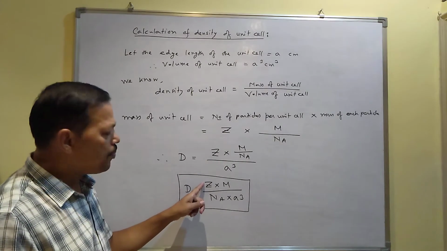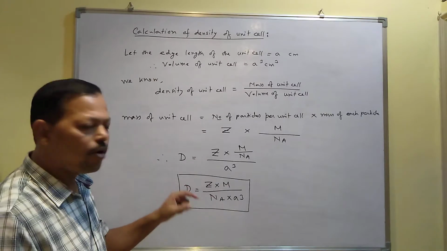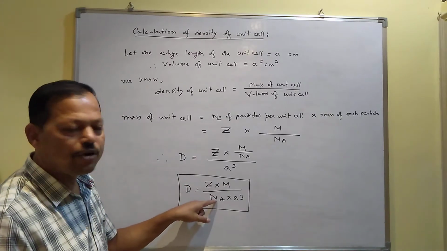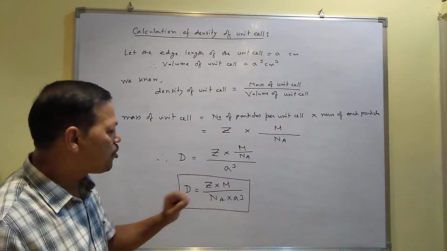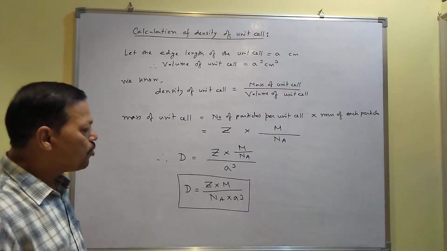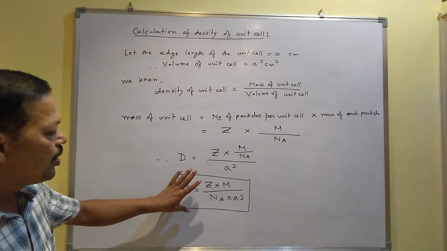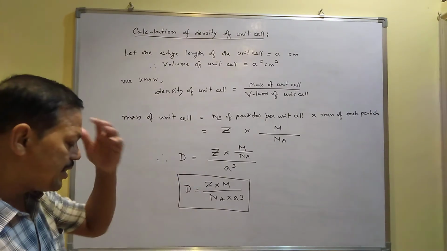Z means number of particles per unit cell, M means molar mass of the particle, Na means Avogadro's number, a means the edge length of the unit cell, and D represents density. So this is the formula to determine the density of unit cell, and you will get one numerical from this part, how to determine density.